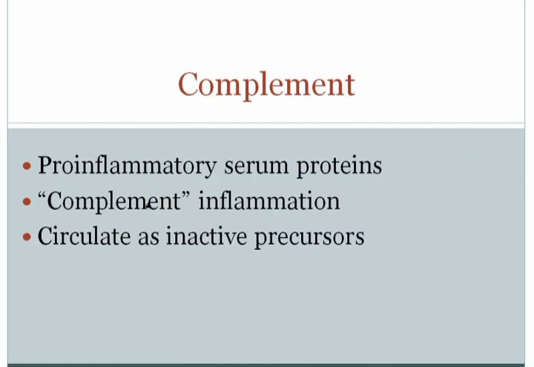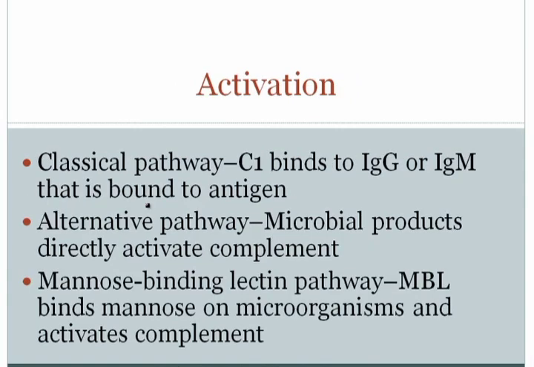The next group of proteins that are important in acute inflammation is complement. This is a group of pro-inflammatory serum proteins that complement inflammation. They assist inflammation. We're all familiar with the fact that complement circulates as inactive precursors, and these precursors must be activated for the complement system to produce its effect. The activation of the complement system occurs by three particular pathways.